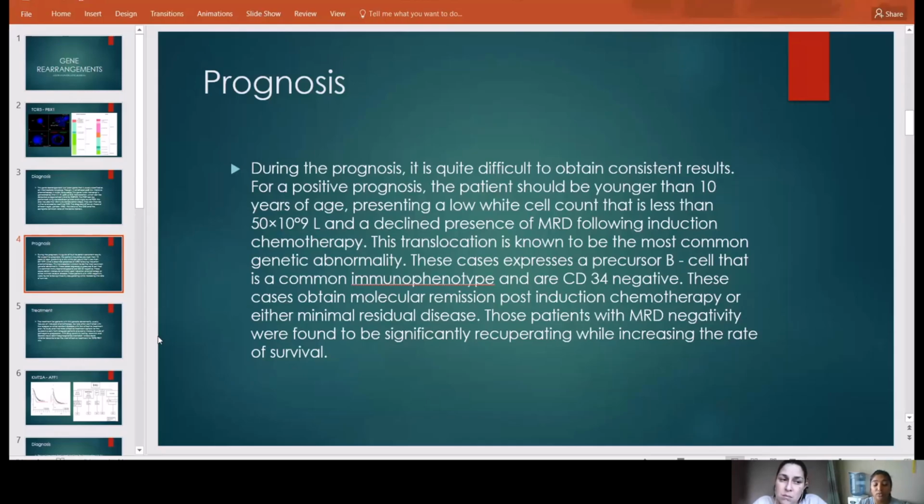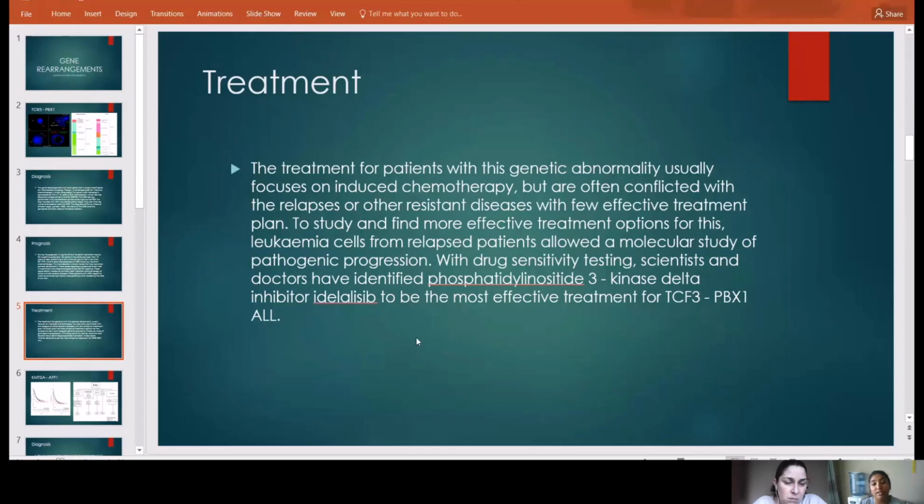And with dealing with leukemia, every patient is looked upon for MRD. MRD is one of the most important factors in prognosing and giving a treatment for a specific disease.